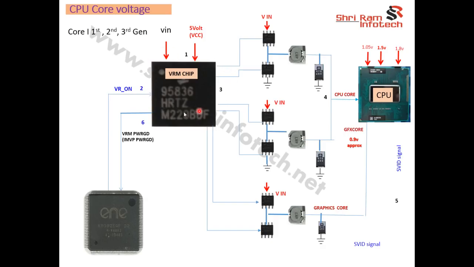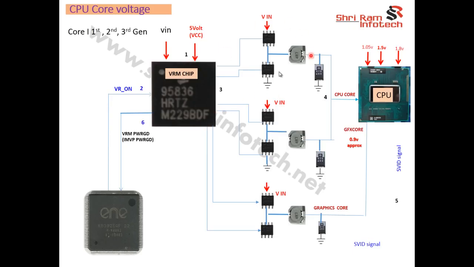So this is the VRM chip, which is made of ISL95863, and this chip requires 2 powers to work. One is the VIN voltage, that is 18 volt, and the other is the VCC voltage or VDD voltage, that is 5 volt. So it requires 2 voltages to work.